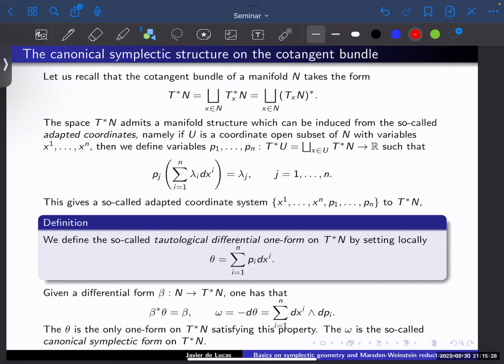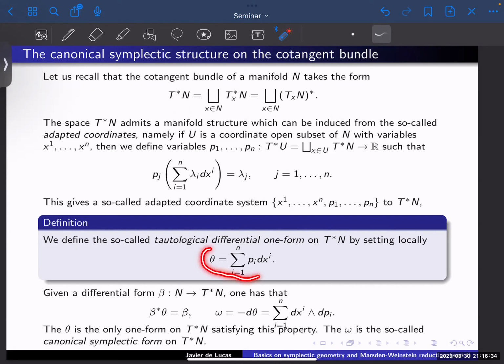I just recall that one of these manifolds is the cotangent bundle. I introduced the canonical structure of manifold in the cotangent bundle. I constructed certain coordinates out of certain coordinates of the manifold N. I constructed some new coordinates p1, ..., pn that are usually called, along with x1, ..., xn, adapted coordinates to the cotangent bundle. By means of this, these coordinates allow you to give a manifold structure on the cotangent bundle. Then I described how the cotangent manifold T*N admits a canonical symplectic form. I did it by means of the adapted coordinates.